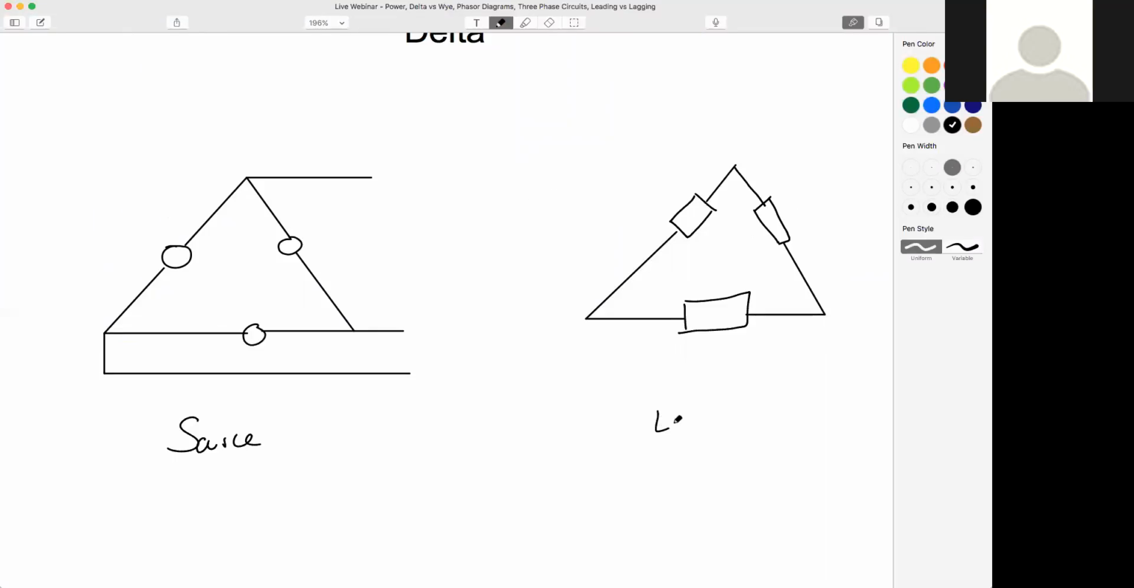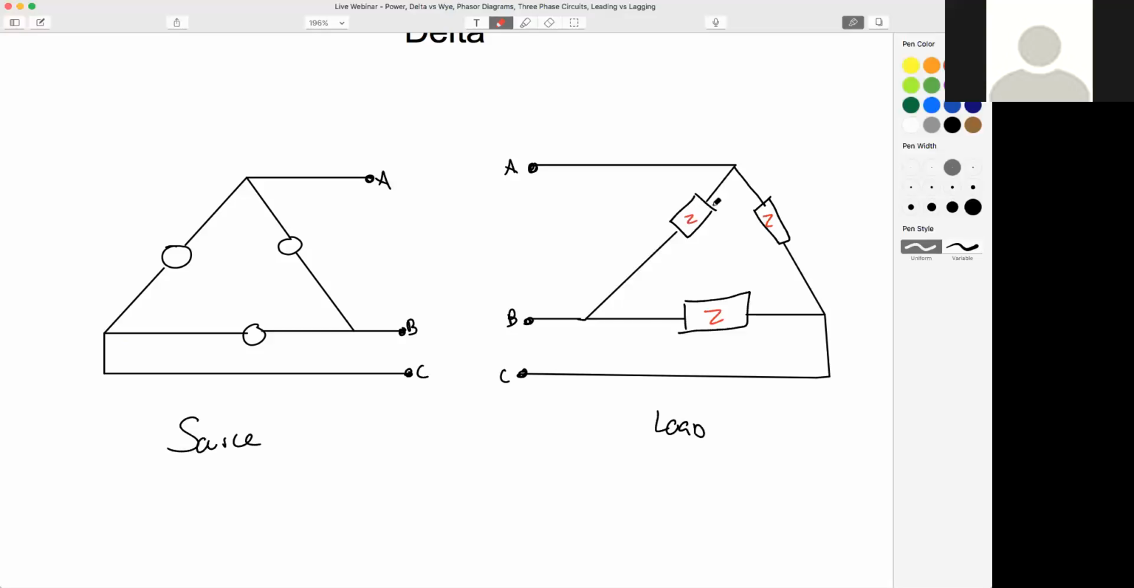Okay, so here is our load, and I'm going to show our phases entering that load. We'll just arbitrarily say this is A, and this is B. We'll call this C. And same thing, we'll just call this A, B, and C for simplicity. And we'll say that we have the same impedance in each phase. That's just going to be our Z value.